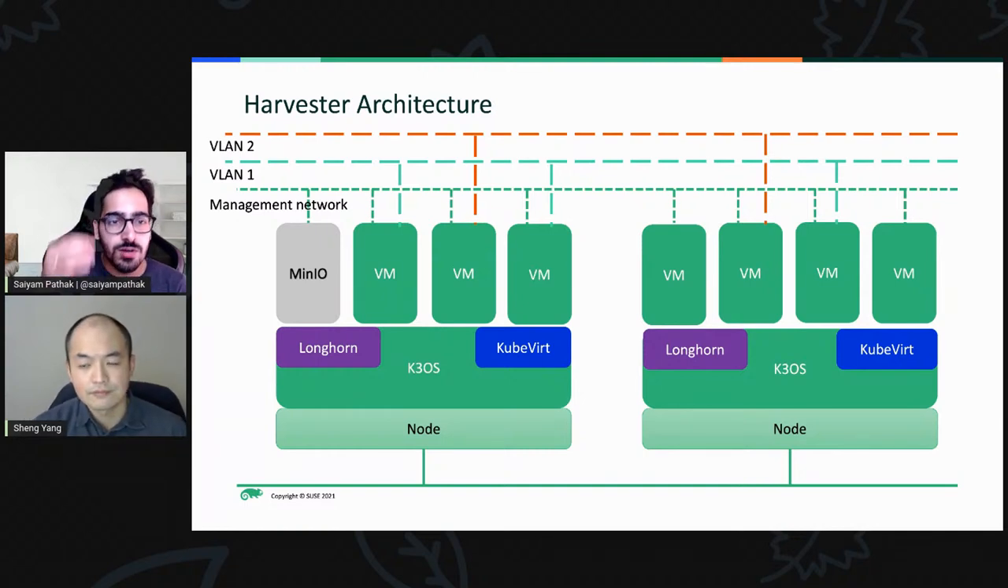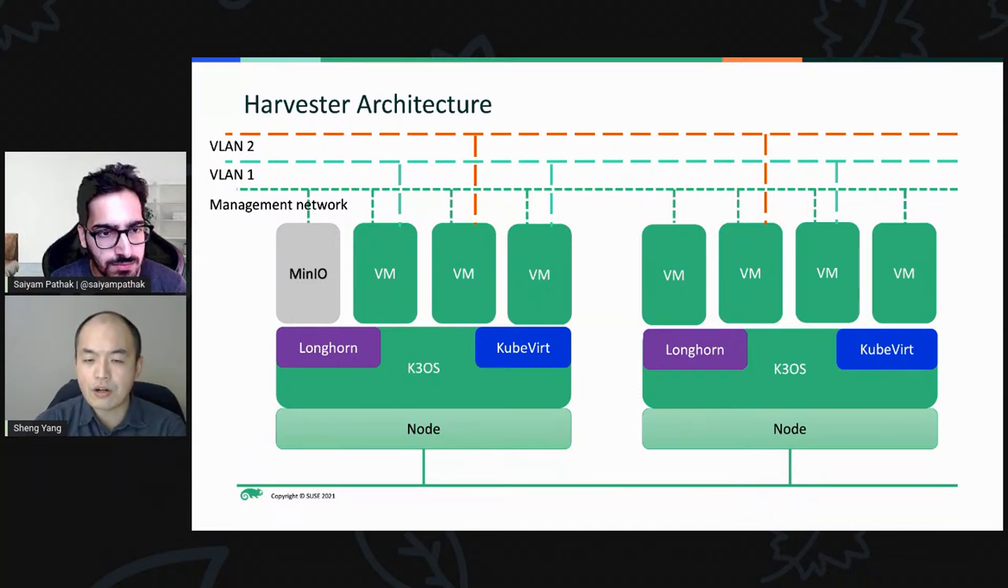So KubeVirt uses which kind of images? Like the raw images? Yeah, KubeVirt in fact supports multiple kinds of images. The most commonly used ones are the raw image and the qcow2 images, and those are supported when you import the image to Minio, as well.